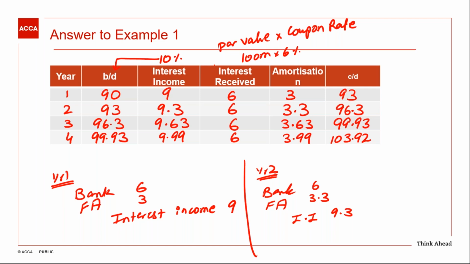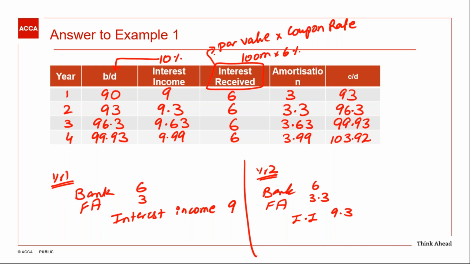So the interest received will always be recorded at the par value into the coupon rate for every year, year 1, 2, 3, 4, every year. Interest received is coupon rate into the par value. Jagmeet, getting this? We are not going to apply 6% on 93. We are going to apply 6% on 100.